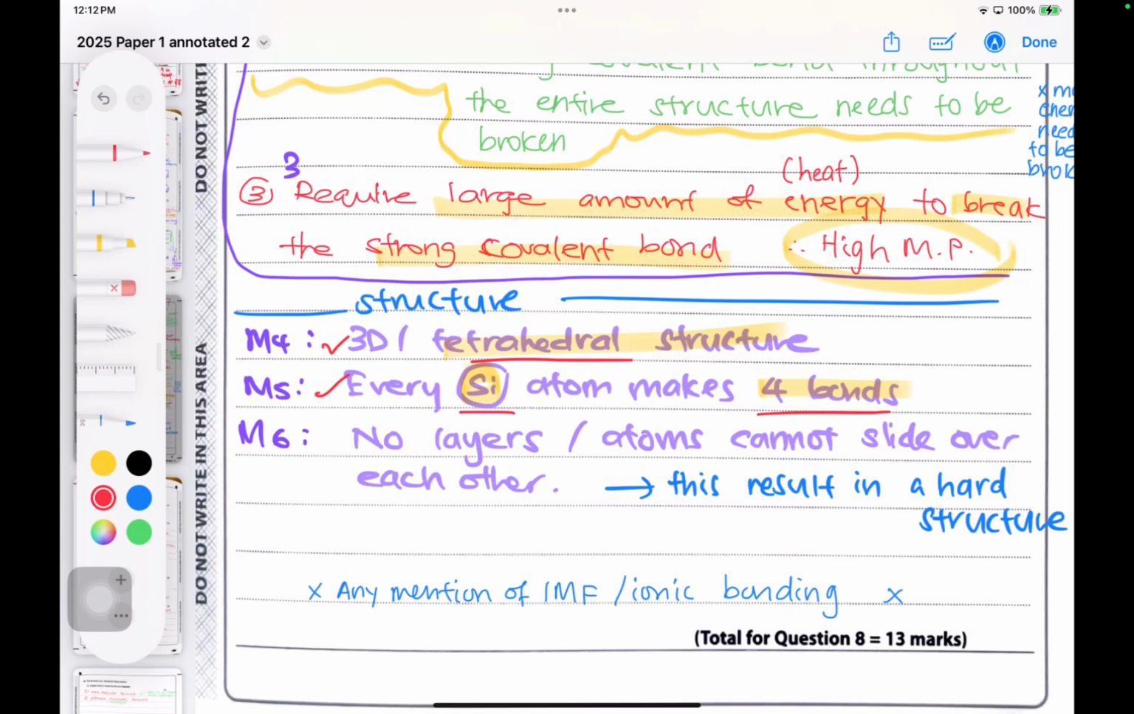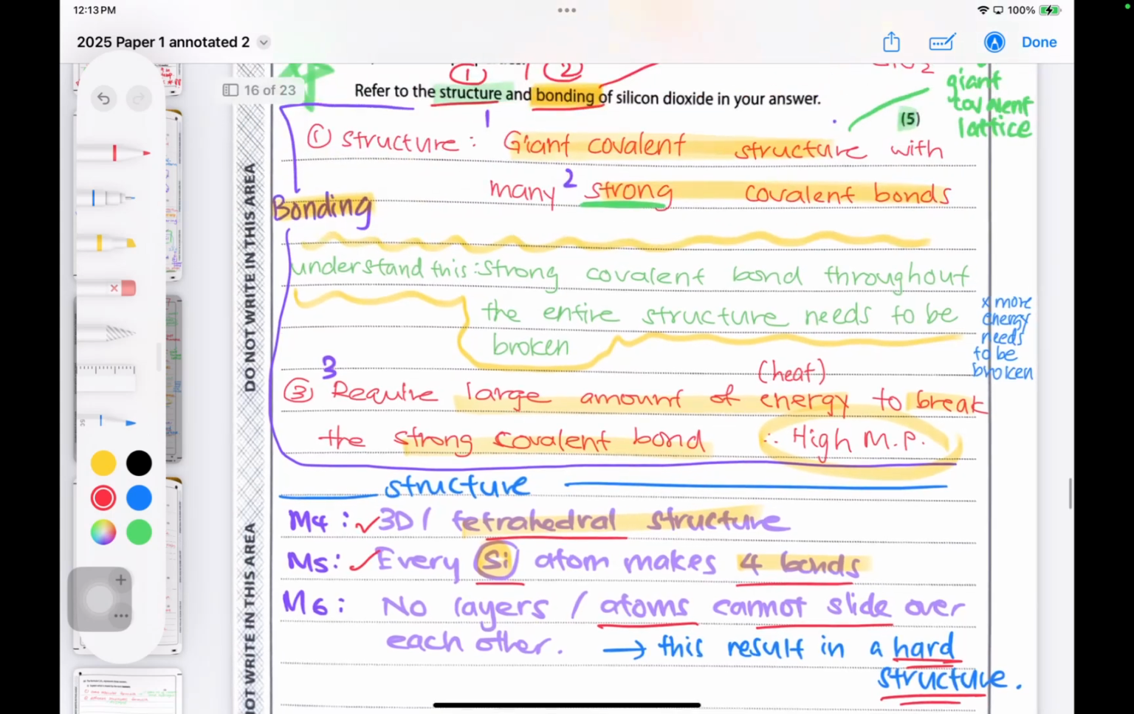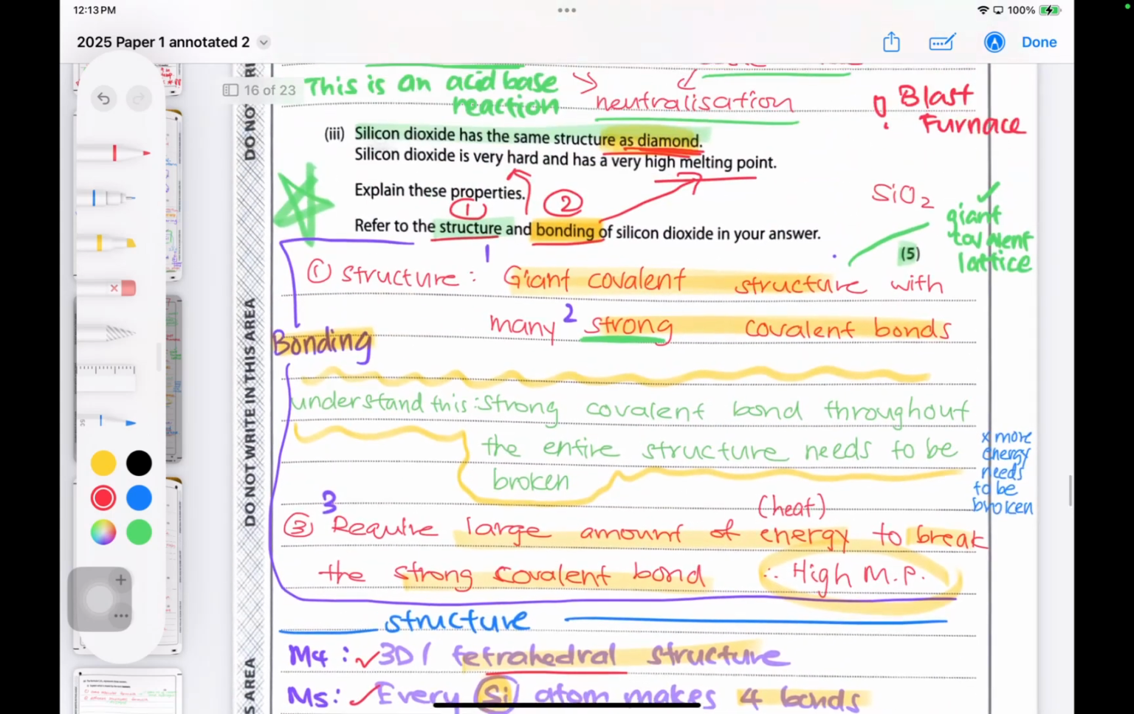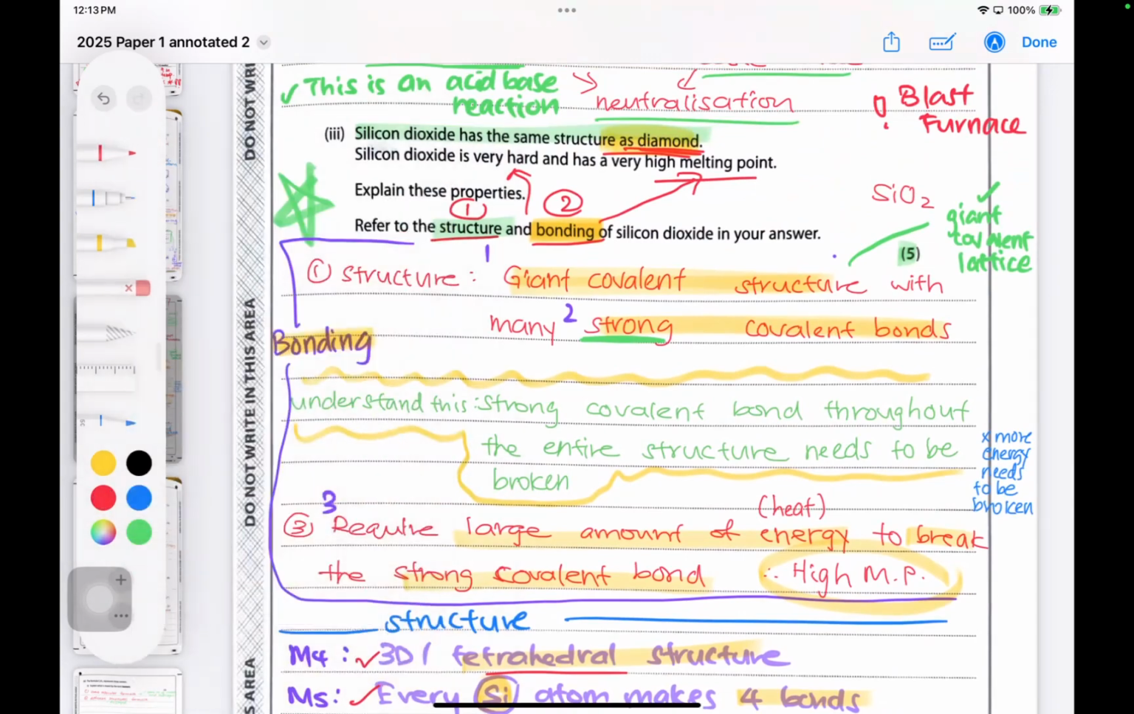But if you want to secure and make sure you have every single thing covered, then you move on to number 6. The atoms are unable to slide over each other because there's nothing that's moving in this tetrahedral structure. There are no layers, not like graphite. And because the atoms cannot slide over each other, this results in a really hard structure. And that goes back to you being able to answer the property of hard and high melting point.